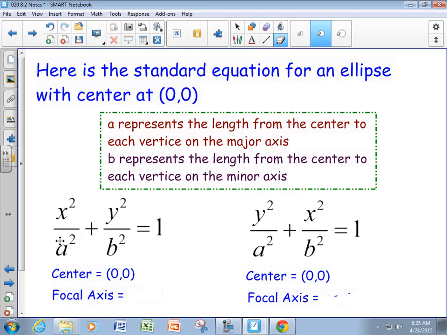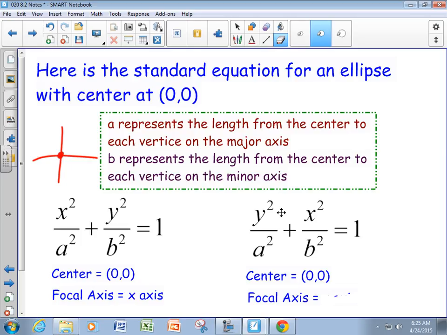Now, how does that relate to the equation? Well, you're going to see, because I give you A squared and B squared, I'm going to be giving you the distance to the vertices and the co-vertice. Because A is representing the vertices on the major axis, or the focal axis. Look at the variable it's under. It's under the x, which means in the x direction, my center's at 0, 0, I'm going to go out left and right, whatever my A happens to be. So that means my focal axis in a scenario like this is the x-axis.